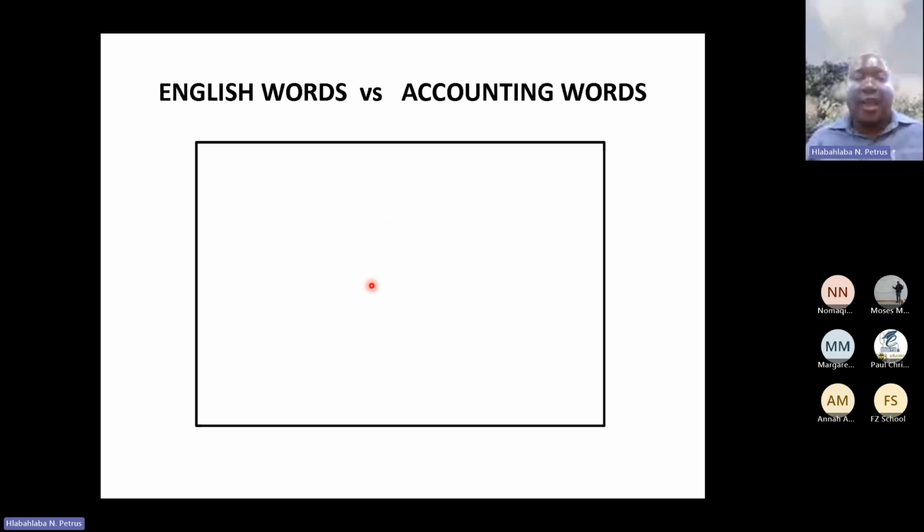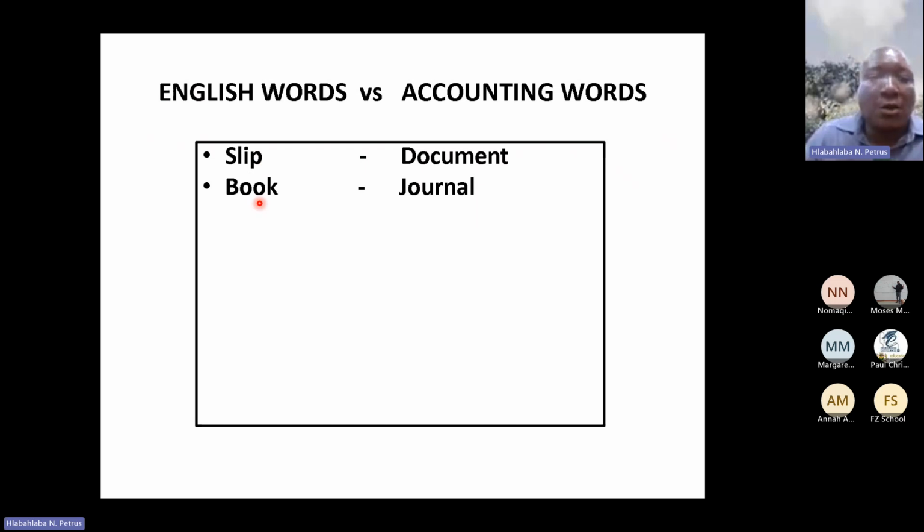Now, before we continue, we have to check English words versus accounting words. You know that there are terminologies that we use in different subjects. So even in accounting, we use different terminologies. When we talk about slip, we are saying it's a document. We don't say it's a slip. It's a document. When we talk about book, in accounting, it's a journal.